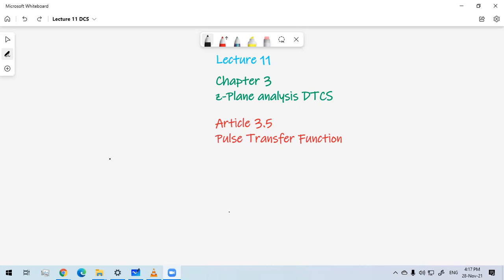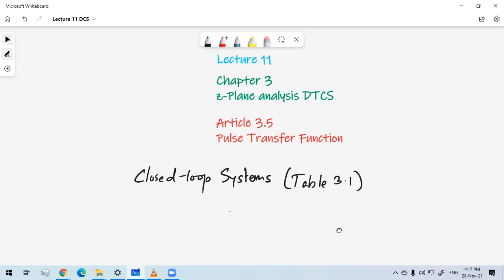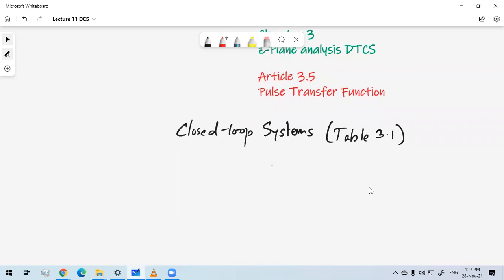So different kinds of closed loop systems are available, the types, different types based basically on the fact that we can have the sampler in different locations. So you can figure those in table 3.1, and the corresponding pulse transfer function is also given. Those you have to try with one or a few of them so that in the exam you can easily cope up with those. So here we'll try to show one.